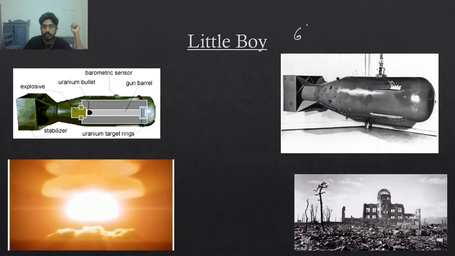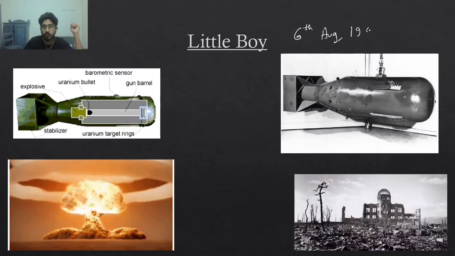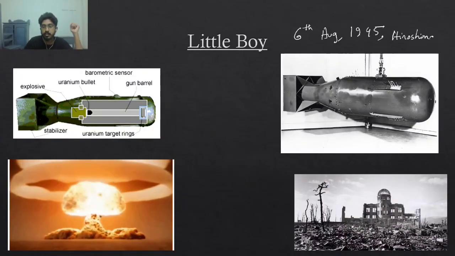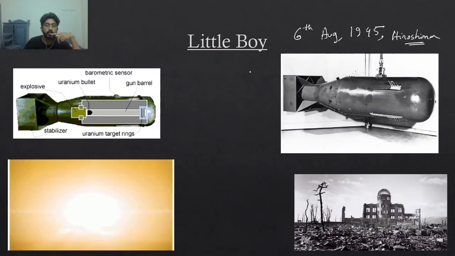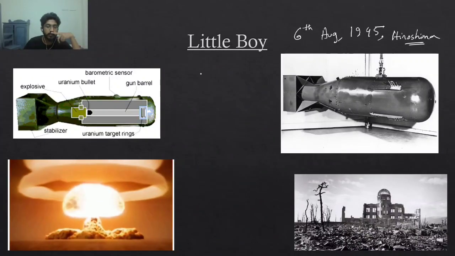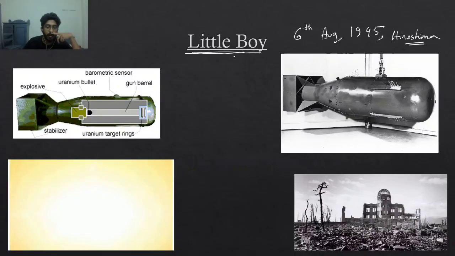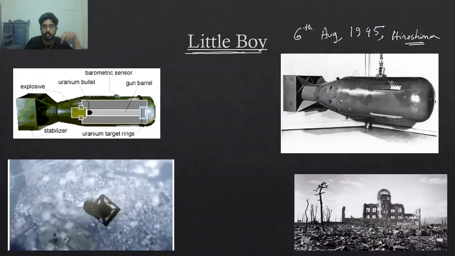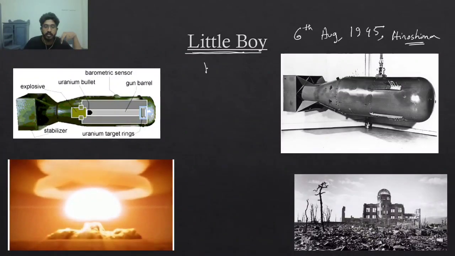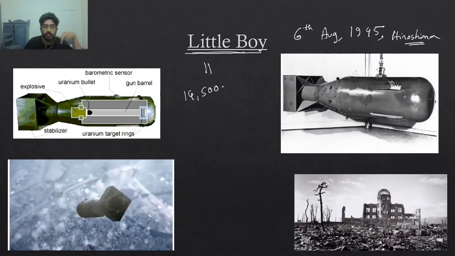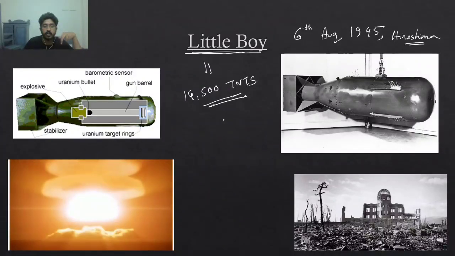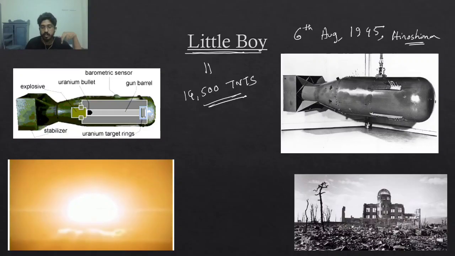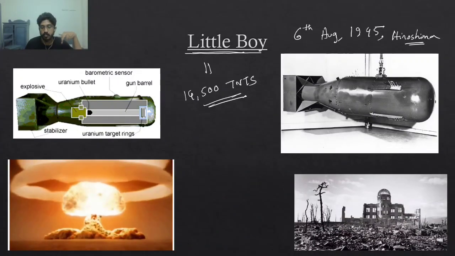So on 6th August 1945, on Hiroshima city in Japan, the USA dropped an atom bomb, which is named Little Boy. So this was a gun type atom bomb. You can see this is the picture of Little Boy, and this is equivalent to 14,500 tons of TNT. And so the result was very destructive. This is the aftermath after the bomb was dropped.